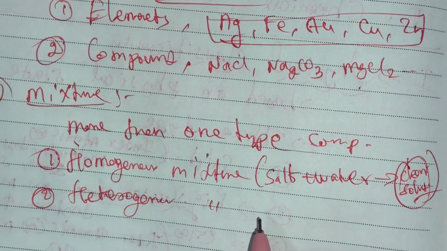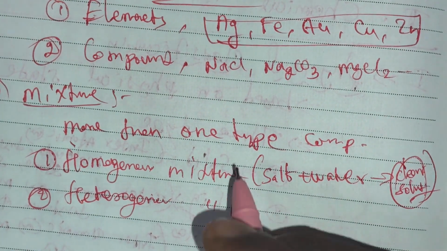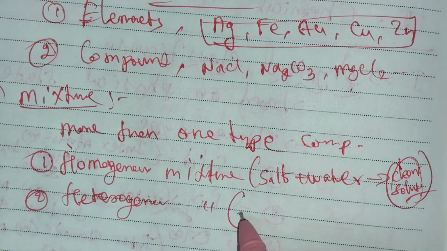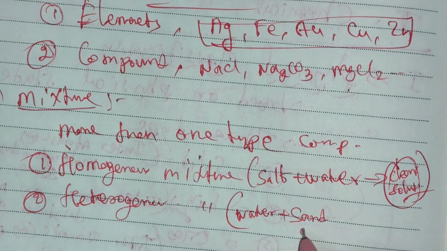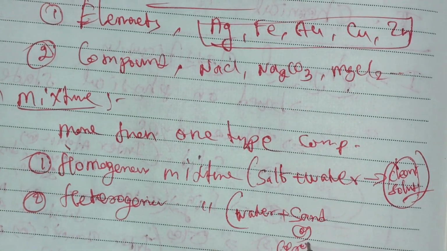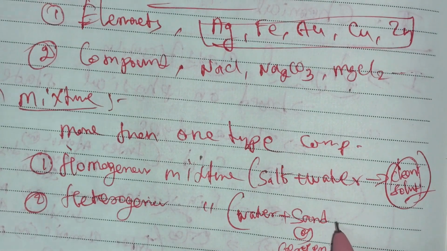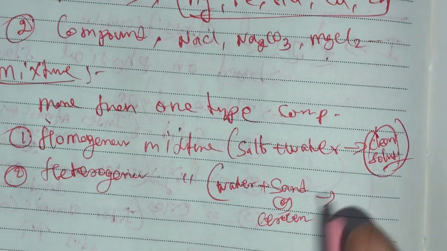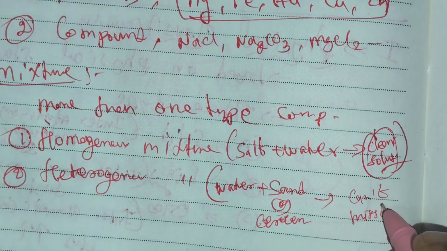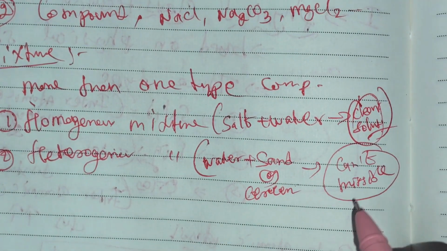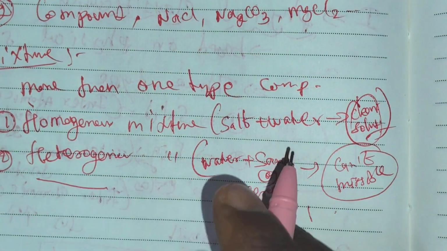Next is the heterogeneous mixture. Heterogeneous examples are water plus sand, or water plus kerosene. These cannot be miscible with each other, so that is why we get a heterogeneous mixture. It cannot be miscible, and that's why it falls under the category of heterogeneous mixture.